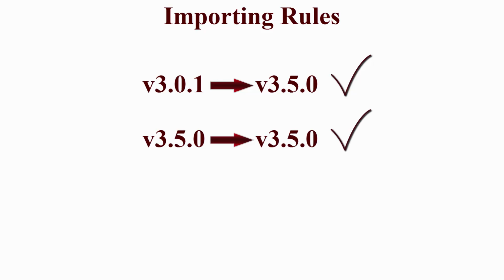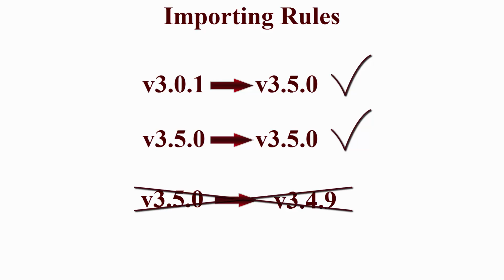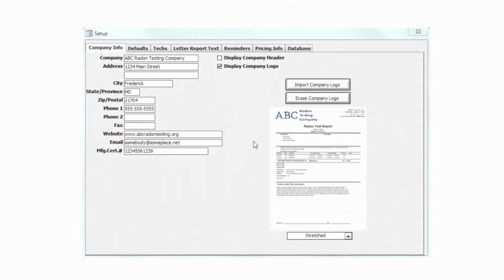But you cannot import a database from a newer version into an older version, such as from 3.5.0 to 3.4.9. Not that there'd really be a reason to do this anyways, at least that I can imagine. After this import process has completed, the program will need to close in order to finalize the procedure. When you relaunch it, all of your imported data will be there.